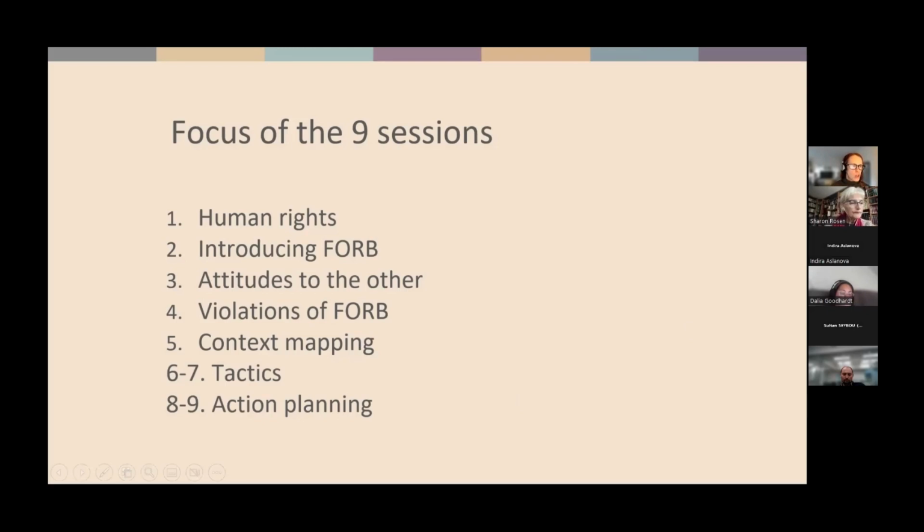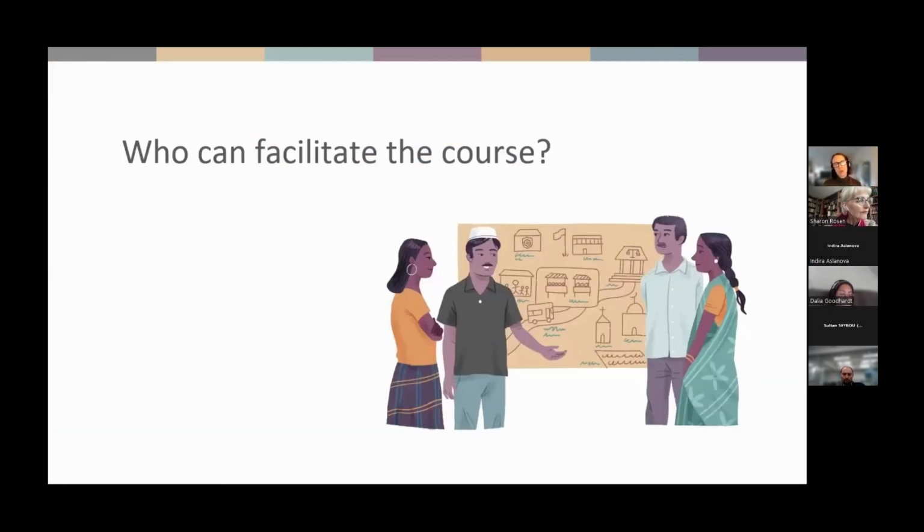So, who can facilitate the course? Well, our aim has been to make the resources as easy to use and comprehensive as possible so that any competent group leader and facilitator can pick up the materials, prepare themselves, and run the course. And we believe that if awareness raising at the grassroots level on freedom of religion or belief is going to be scaled up and popularized, this is really essential.